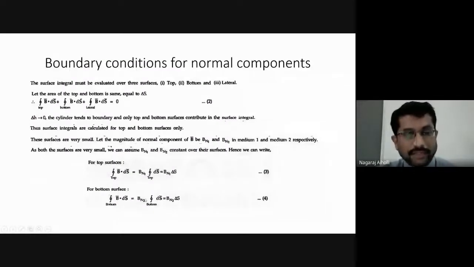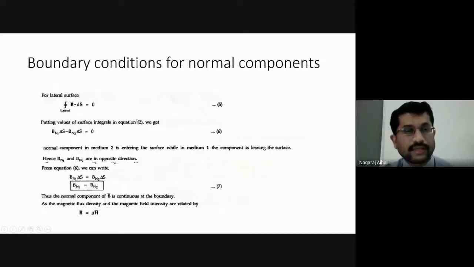So Bn2 is taken outside, Bn2 times the closed bottom integral of ds bar, that will be Bn2 delta S. Take it as equation 4. Now for the lateral surfaces, as we are taking delta H tends to 0, the lateral area will be 0 because the height is 0, and hence the lateral integral of B bar dot ds bar is also 0.